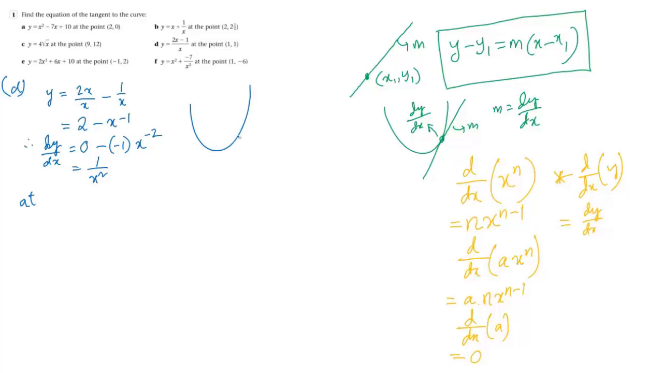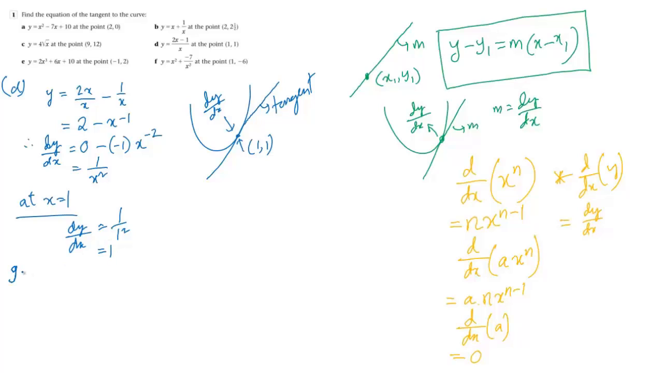So we have this curve again, just any arbitrary curve. That's not the exact curve, but for an idea it helps us. This is the gradient at a particular point. So we need to find the gradient at the point 1, 1, and this is the tangent that we are talking about. So the x coordinate is 1. So dy by dx equals 1 by 1 squared, which is 1. So gradient of tangent is 1 because it is the same as the gradient of the curve.